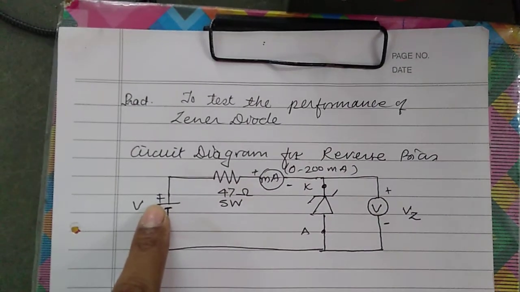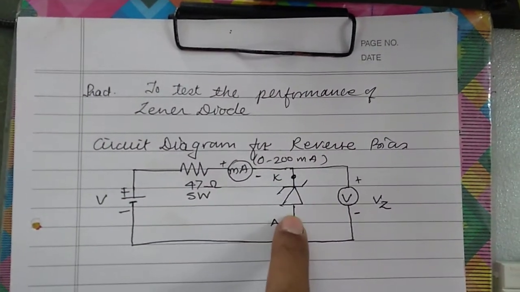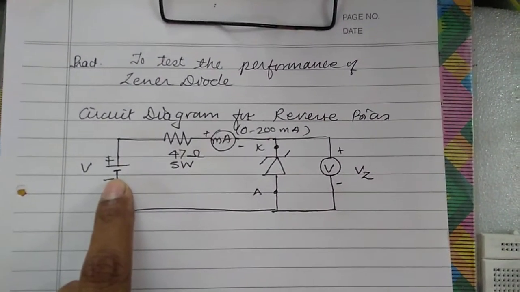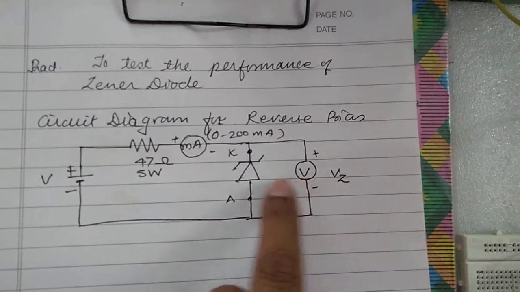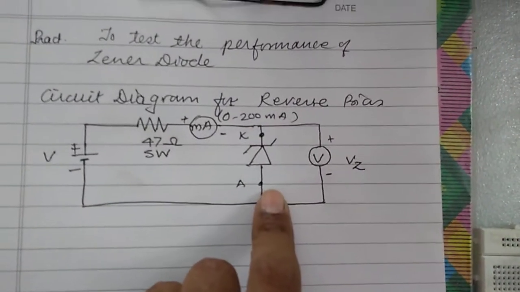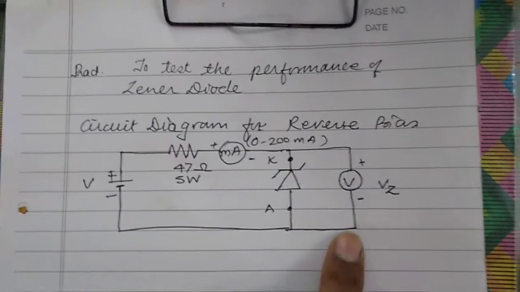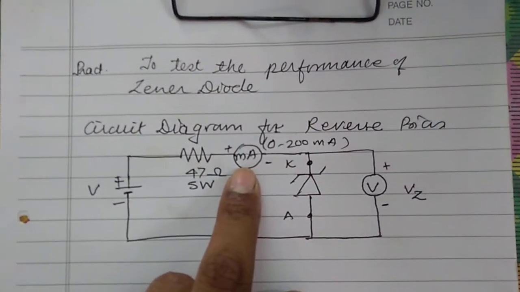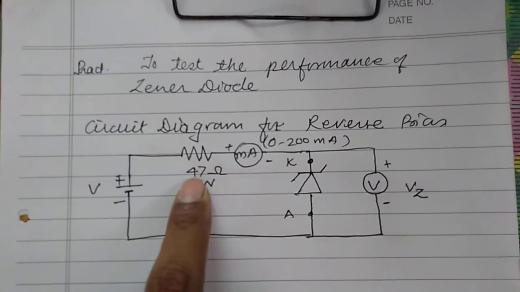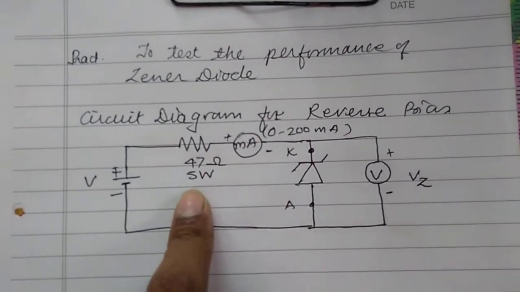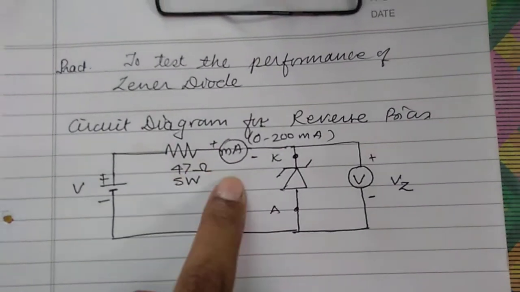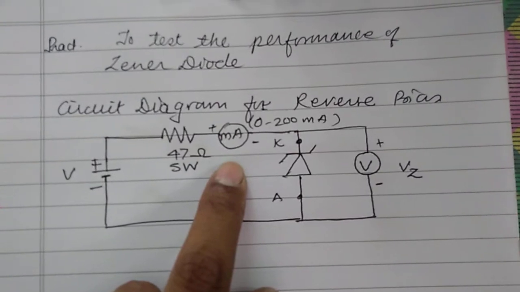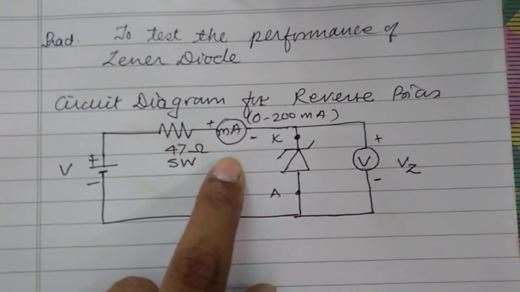The positive terminal of battery is connected to cathode. So this is the symbol for Zener diode. This is anode, connected to the negative terminal of battery. Voltmeter is connected in parallel with the anode to cathode terminals, and the voltage measured is called the Zener voltage. Ammeter is connected in series, and the series resistance is also used, 47 ohms, 5 watt. This ammeter will measure the series current flowing through the Zener diode.